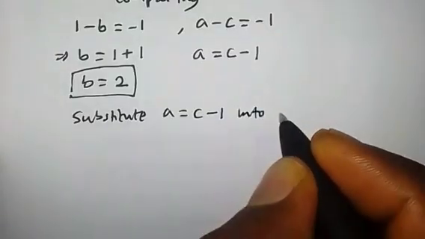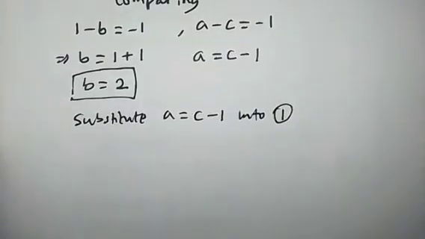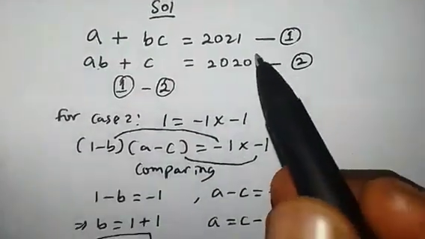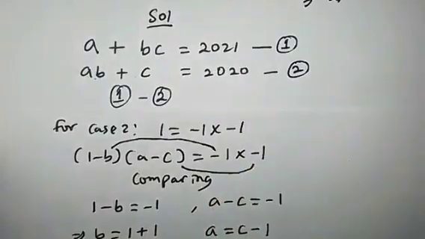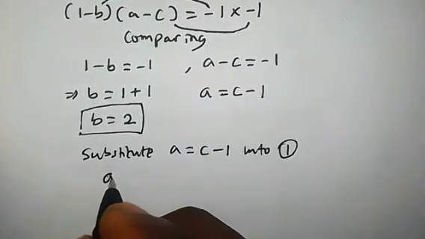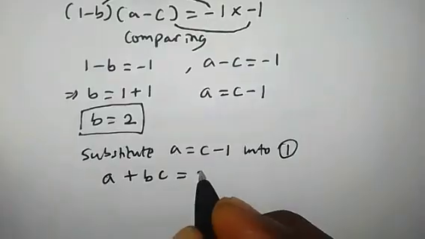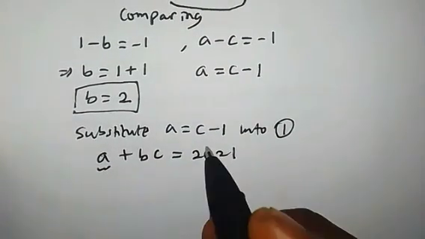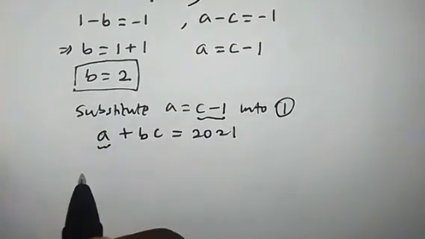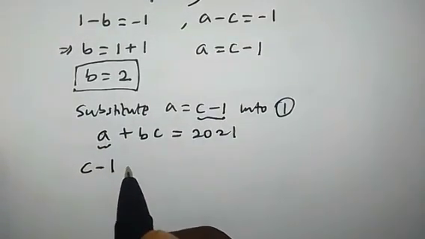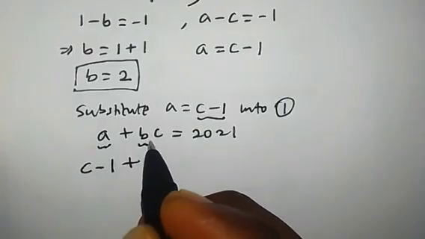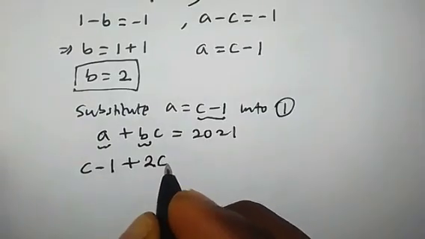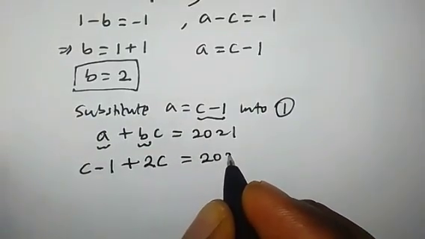into equation 1 as we did earlier. Let me show you equation 1. Equation 1 is here: A plus BC equals 2021. So in place of A, we write C minus 1, plus, what is B? The value of B is 2. So we have 2 times C, which is 2C, equals 2021.